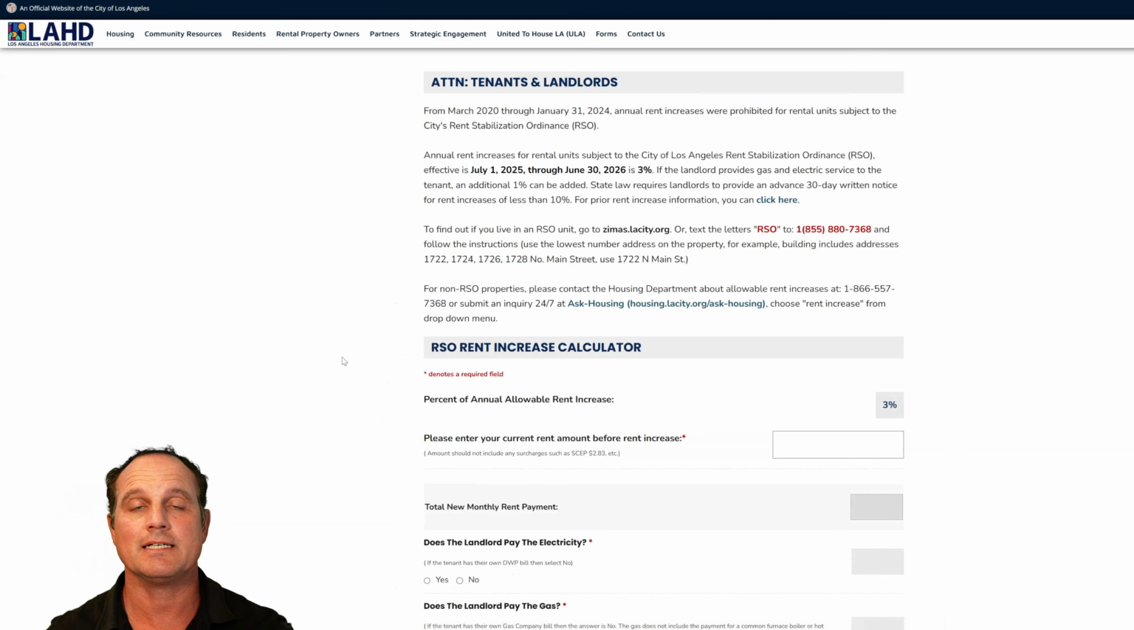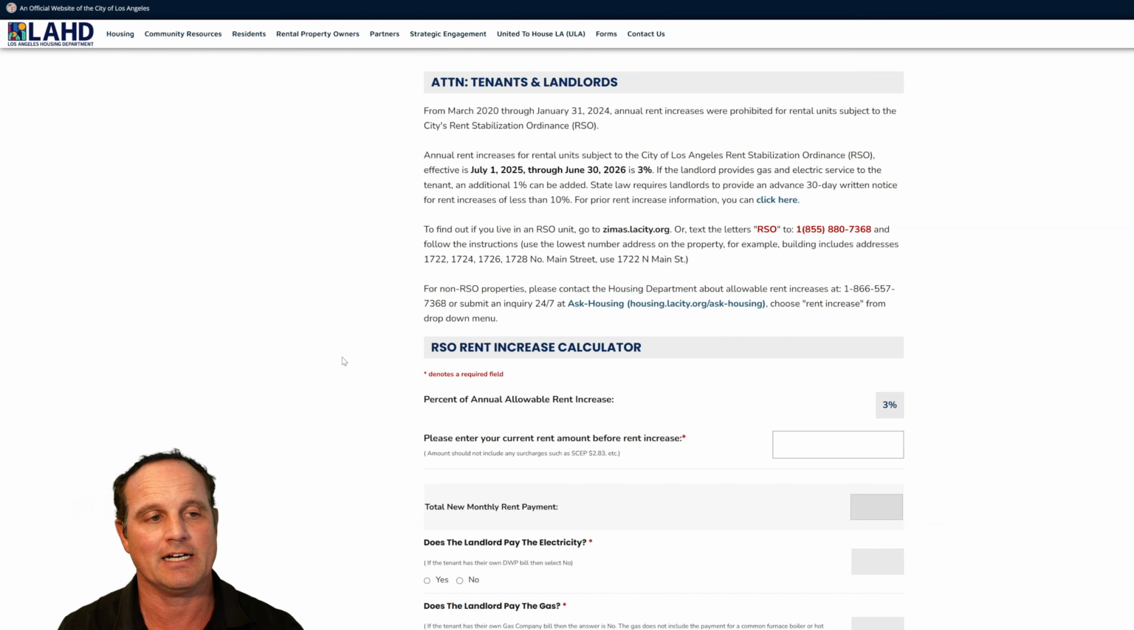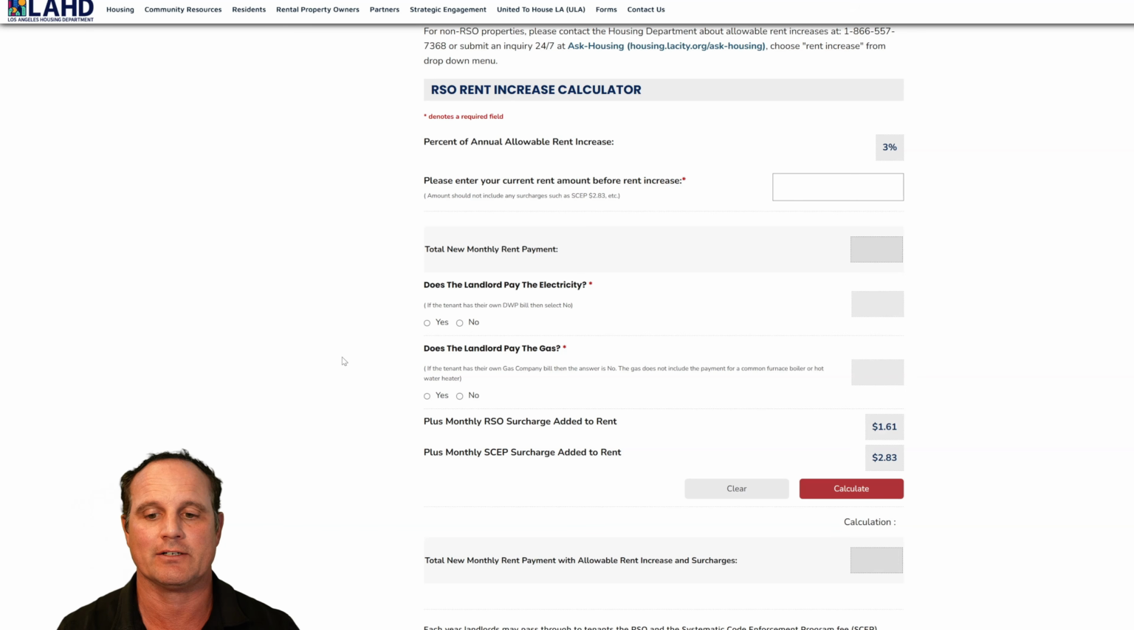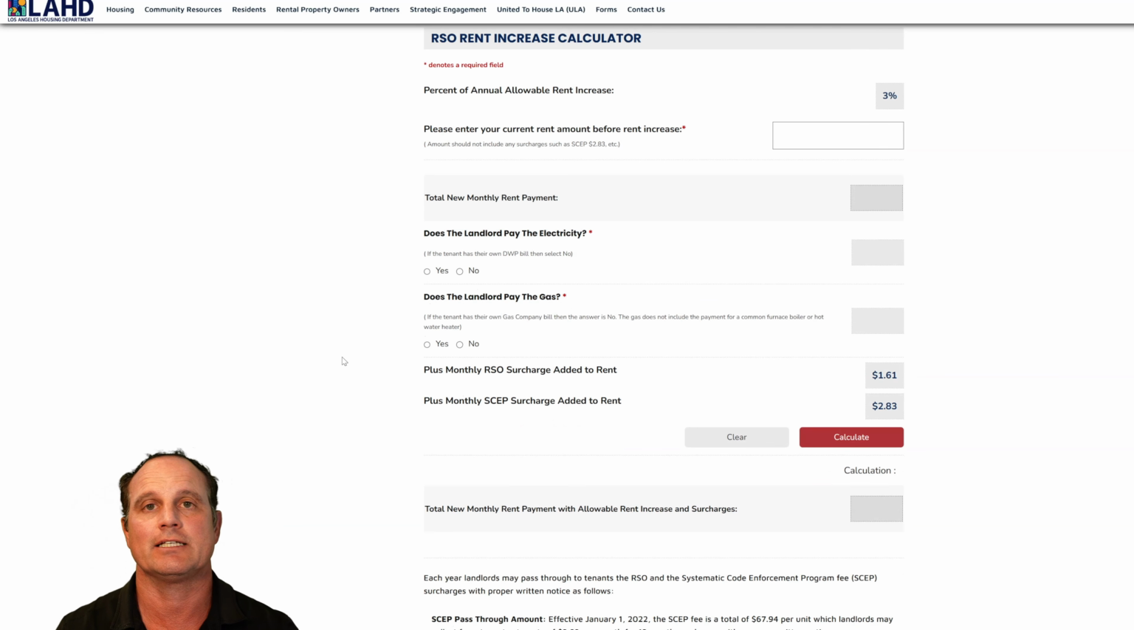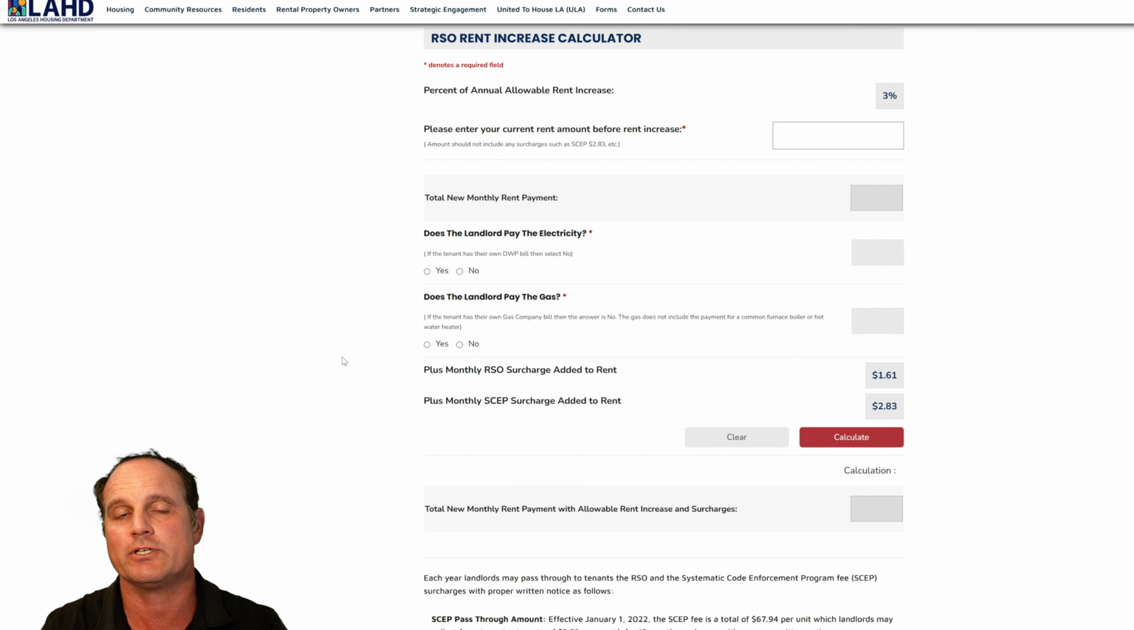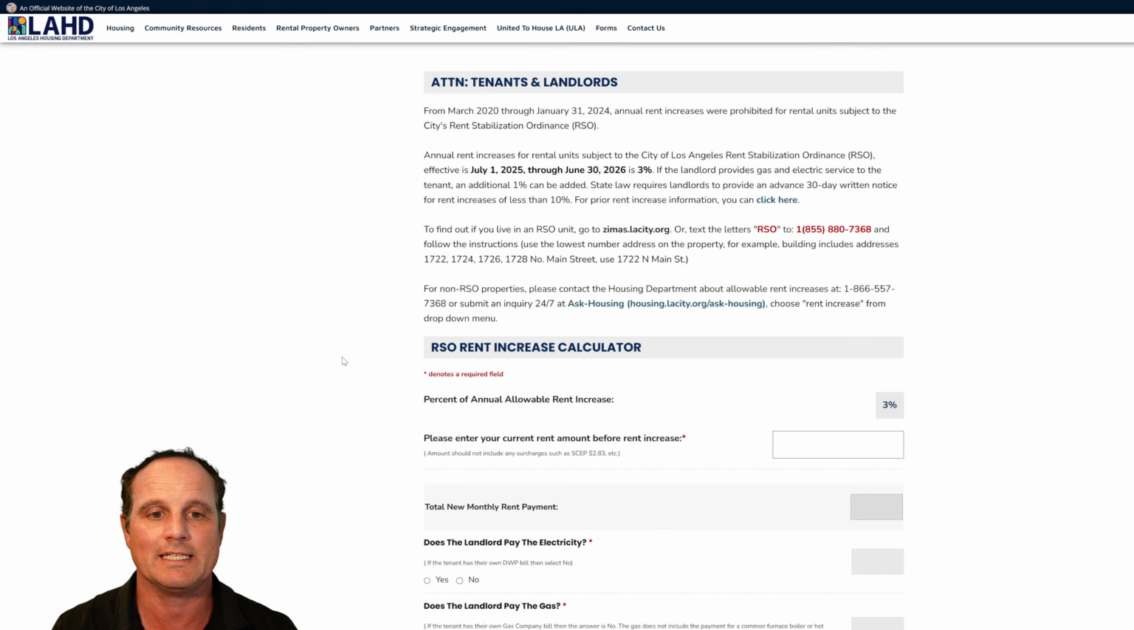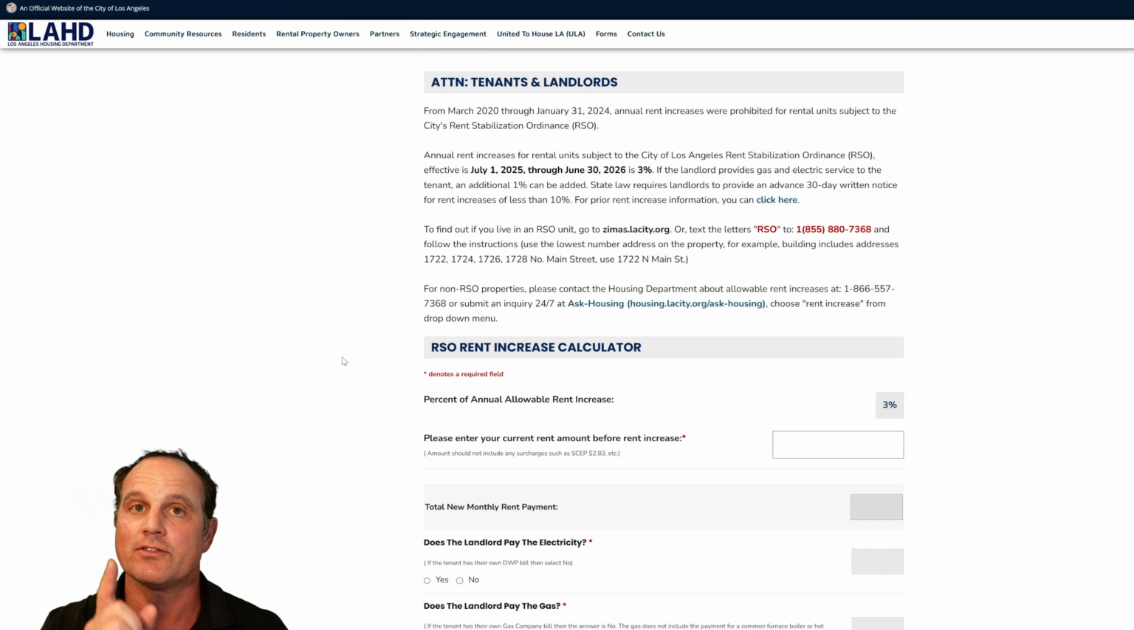And some city or county websites are even going to have a rent calculator. In fact, LAHD does have a rent calculator and shows a landlord how much annual increase can be given for rent and when that annual increase can be given. So that is important for you to understand your local rent control provisions.